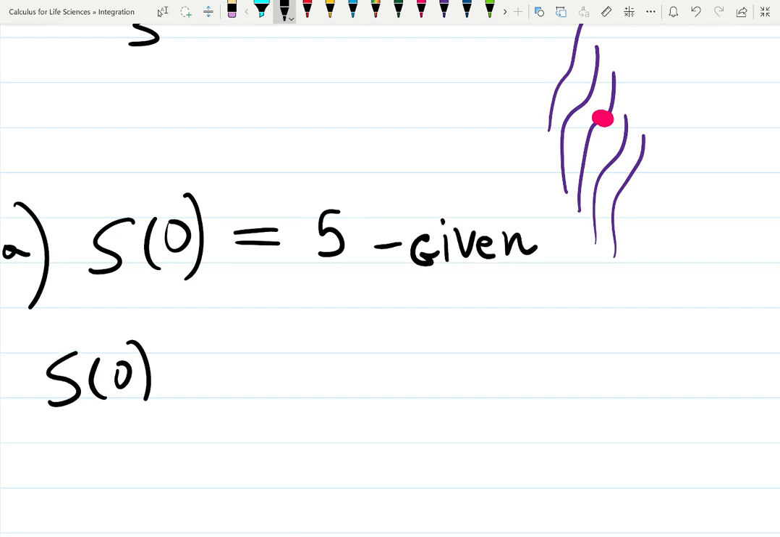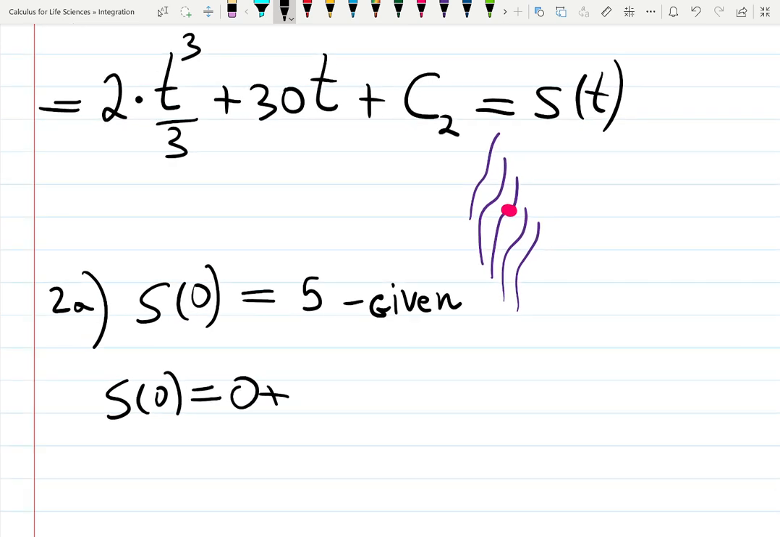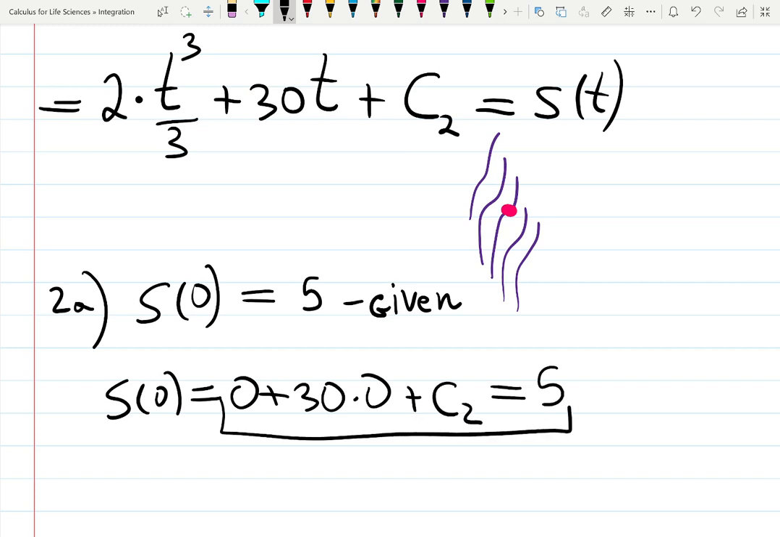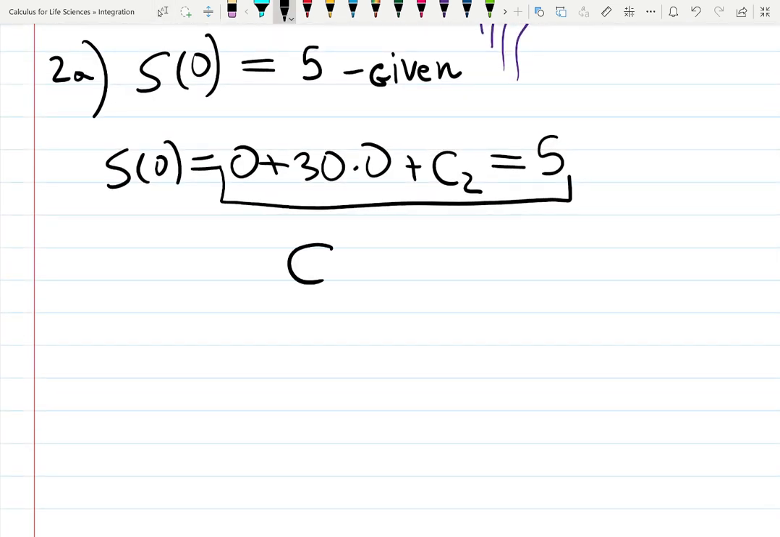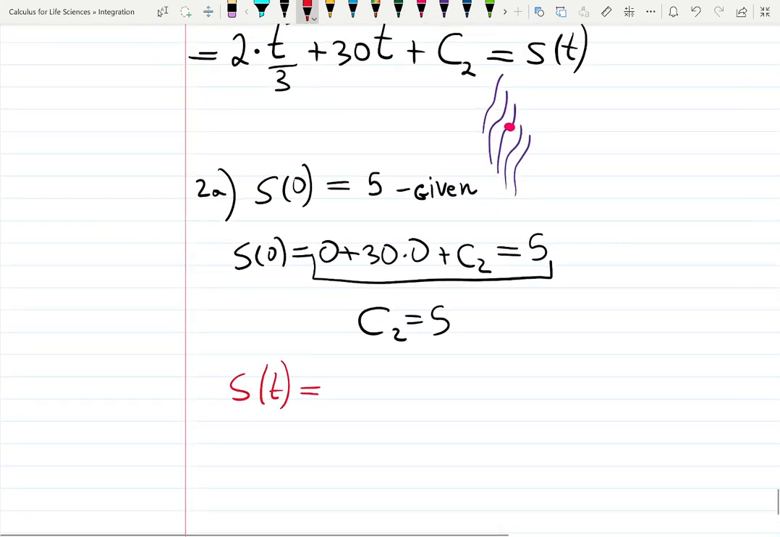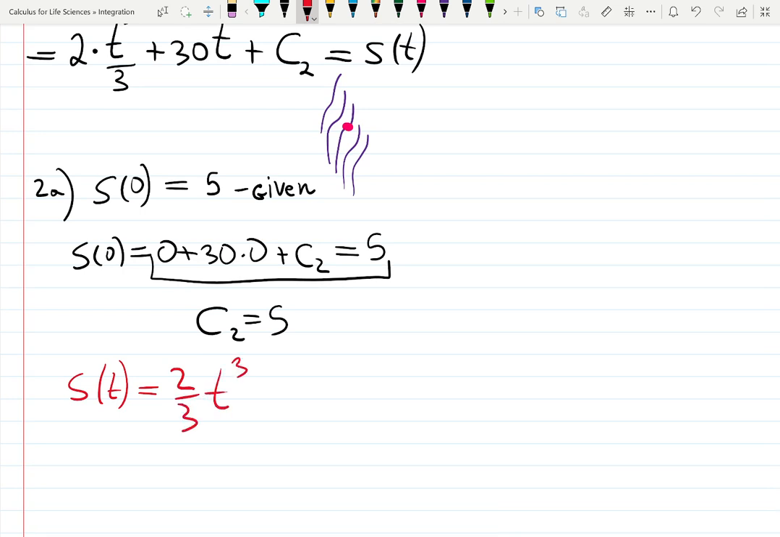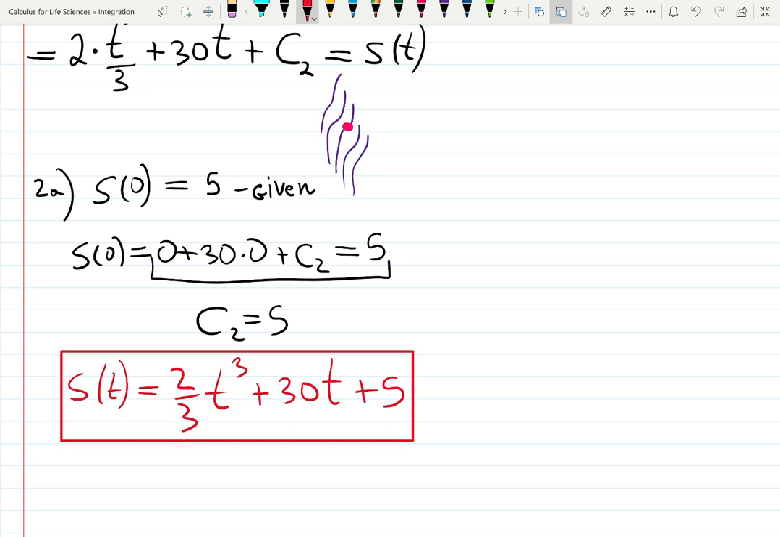But s at 0 is going to be 0 cubed plus 30 times 0 plus c2, and that is supposed to be 5. Solving for c2, it gives me 5. So the particular solution, as opposed to the general solution, for any t is going to be 2/3 t cubed plus 30t plus 5. Put this in the box. So from acceleration, we were able to find a family of solutions of velocity and then a family of solutions of distance, but then we had to use an initial value for each to solve the initial value problem.